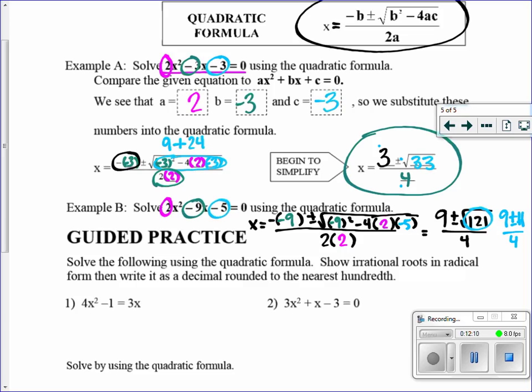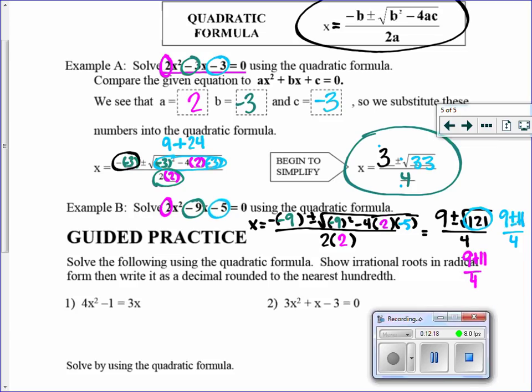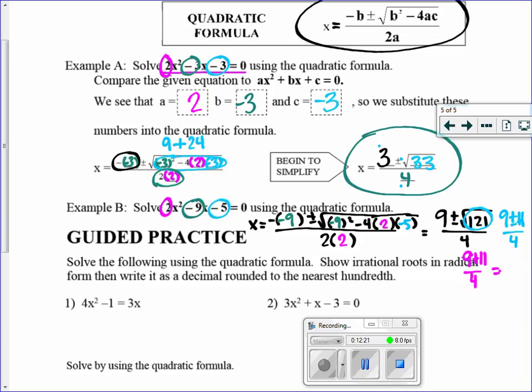So we are going to do that twice. Once where it's 9 plus 11 over 4, which is 20 over 4, so 5. That's one of our answers. And the other one is 9 minus 11 over 4. 9 minus 11 is -2, so -2 over 4 is -1/2. So there are our answers.